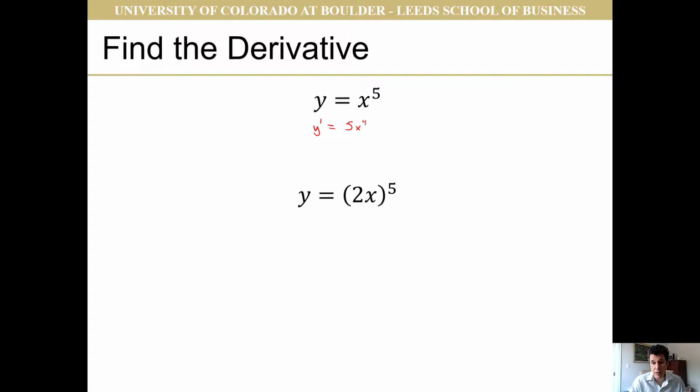Y equals 2x to the fifth. Well, the inner function is probably 2x. G of x equals 2x. The outer function is x to the fifth.